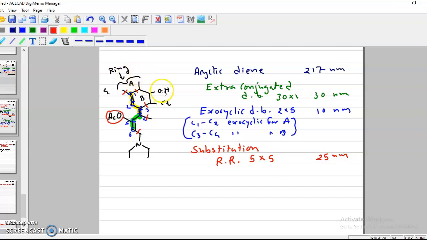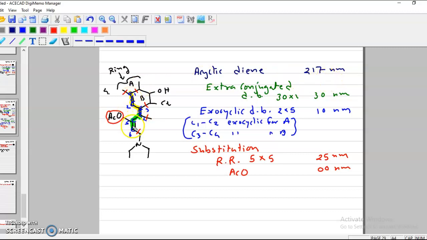The OH group is present but not in the ring, not in the system. Cl is also not attached to the system. The OAc, that is the OCOCH3 group, is in the system, and for that OCOCH3 group we are adding 0 nanometer, and therefore we'll take 0 nanometer, and this way we have to calculate. Anything else left, just check it. Is it a cyclic diene system or a non-cyclic or open chain diene system? Because one double bond is in the ring, one is outside the ring. So for that, the base value is 217 nanometer.